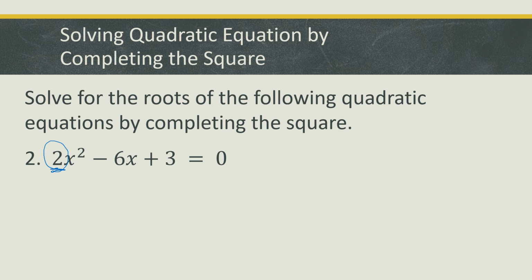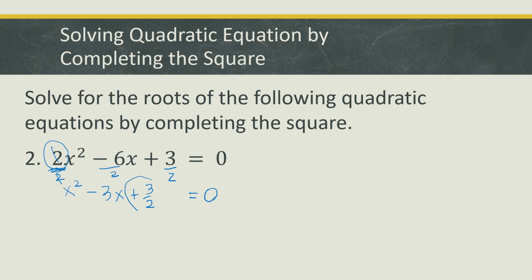So the first thing that we need to do in this kind of equation is to eliminate the value of a by dividing all terms by the value of a, which is 2. So this one will be 1 as x squared. Negative 6 divided by 2 is negative 3x. And plus 3 halves is equal to 0. So we can now proceed with the procedure of completing the square.